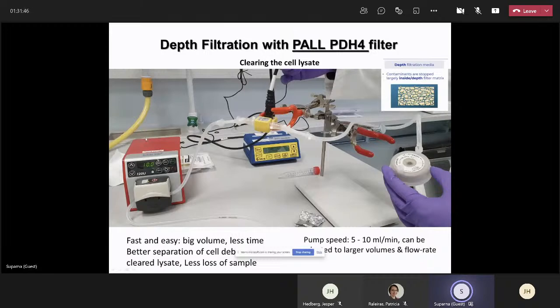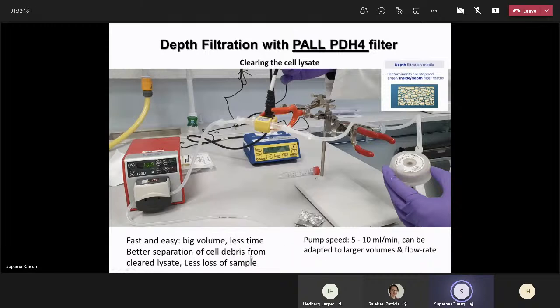What you see here on the left is a very simple peristaltic pump. It goes through a pressure gauge, and this is a pressure meter. Then the sample goes to the filter and is filtered here. The debris accumulates in the depth filter, and the cleared lysate is collected. We were surprised how efficient, not just efficient, how effective this was. So definitely, what are the advantages?